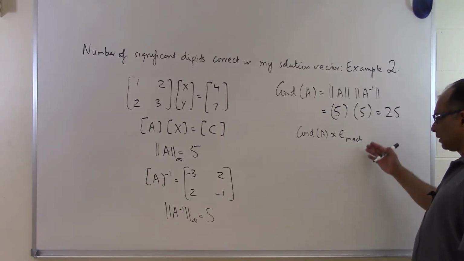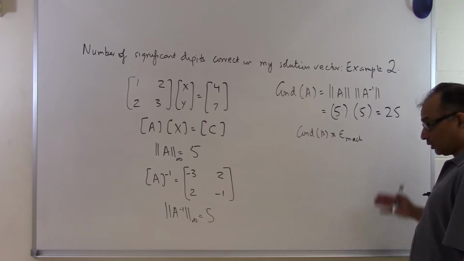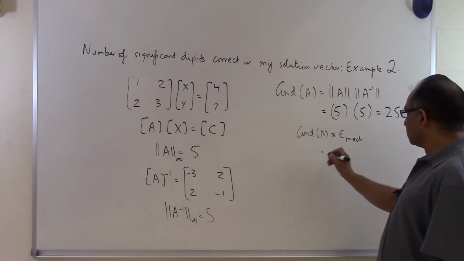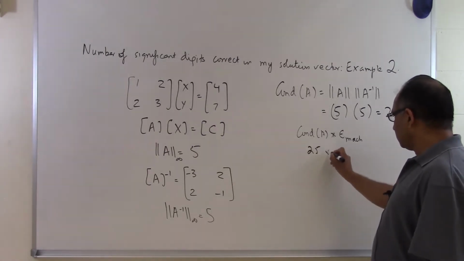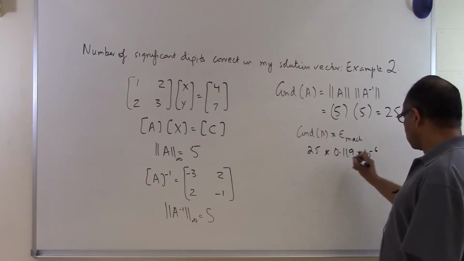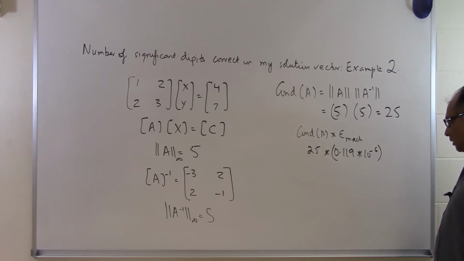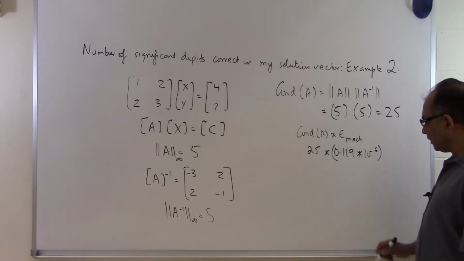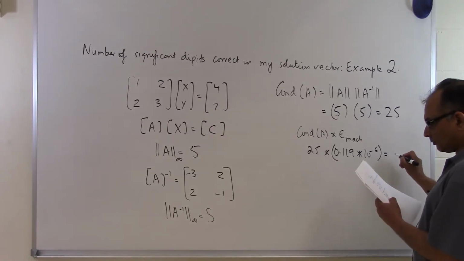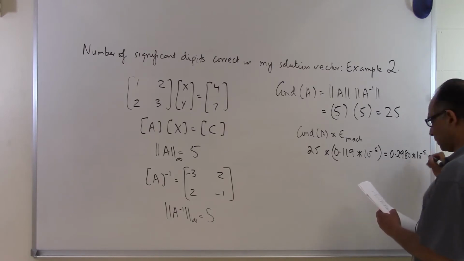The machine epsilon corresponds to whatever precision we're using, whether we're using single precision, double precision, or quad precision. So let's suppose we are using single precision. Then in this case it will be 25 times 0.119 times 10 to the power -6. That is the machine epsilon for single precision real number. And in this case it turns out to be equal to 0.2980 times 10 to the power -5.